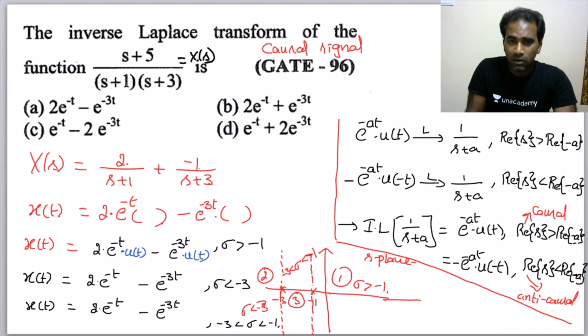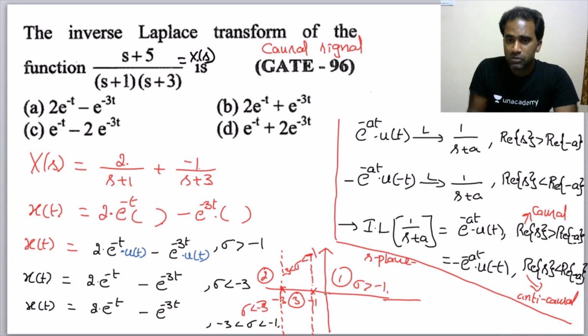For every pole, the signal corresponding to that pole should be multiplied with U of t whenever you're talking about a causal ROC or a right-sided ROC. There will be only one right-sided ROC. If you plot the S-plane, plot the poles and figure out which ROCs are possible, there will be only one right-sided ROC, one left-sided ROC, and depending on the number of poles, there might be one rectangular strip ROC or multiple rectangular strip ROCs also.